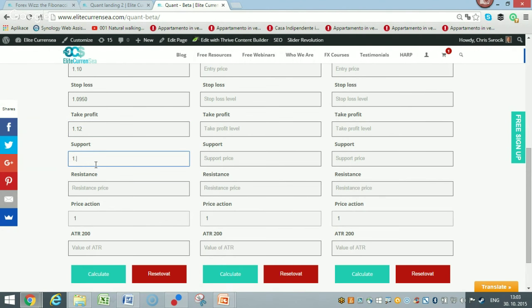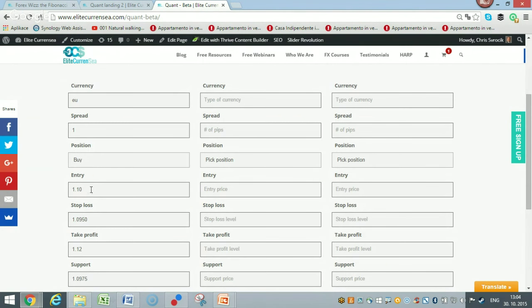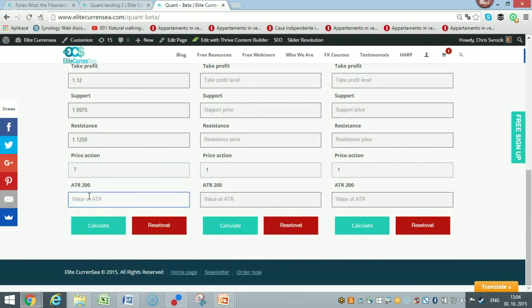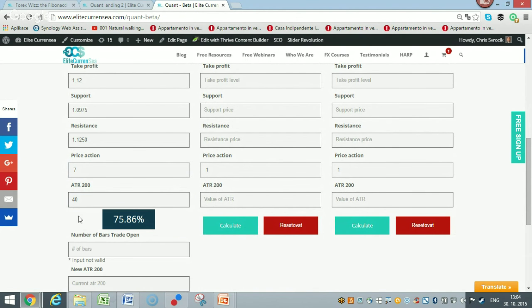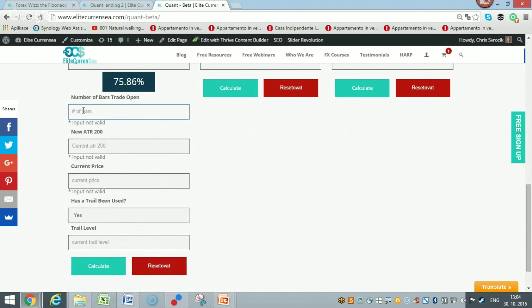Where is the key support level that you think is important, for instance, and the resistance level that you think is important. Price action, I'll explain what that means, but basically whether it's bullish or bearish. And the ATR. That's it. You click calculate, and you get a percentage. It says 76%. That could be good. Most of the time that would be good. But if it's 50, it could be good for you but bad for someone else. It's all relative.